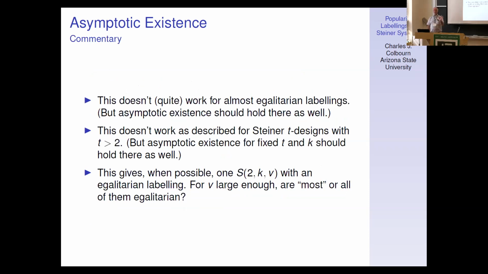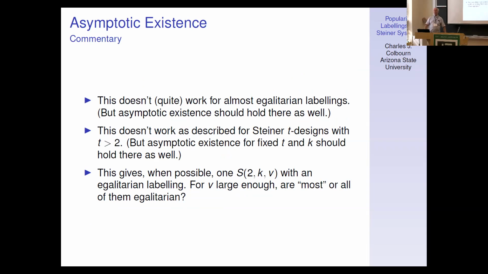So that's as much of the proof as I'm going to say. This almost works for almost egalitarian labelings, but it doesn't quite, because that interleaving doesn't give you a difference of 1 anymore. So I'm hoping that this can be repaired for almost egalitarian systems as well, but I don't know at this point. For t greater than 2, of course, then I lose the Lamkin-Wilson result.